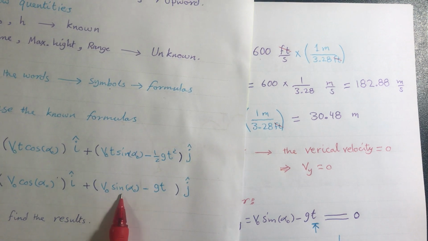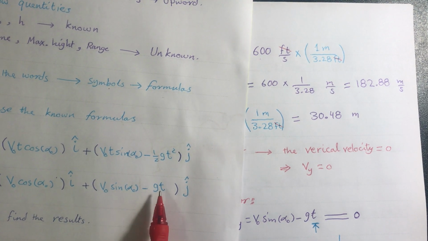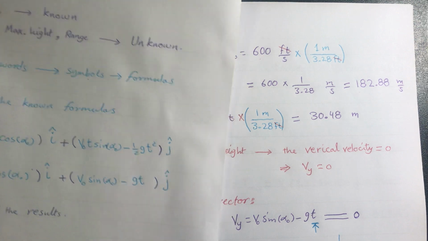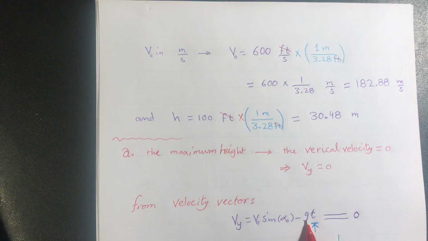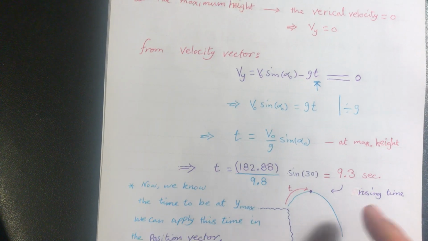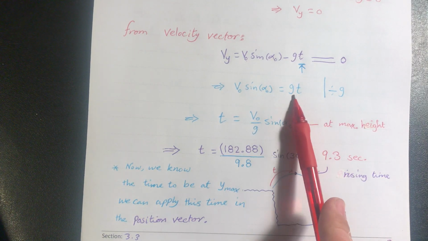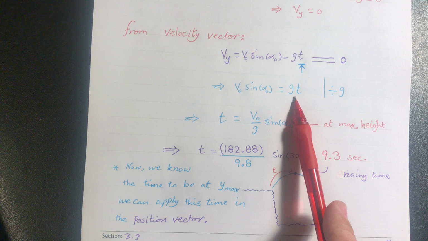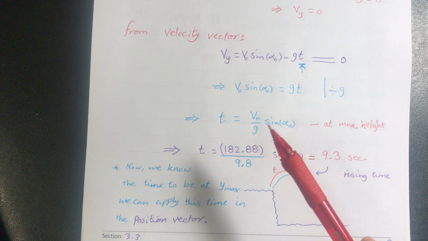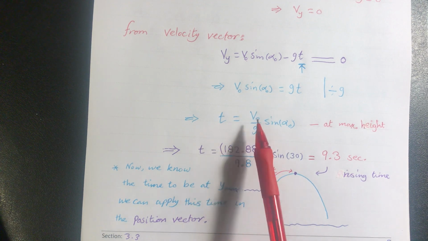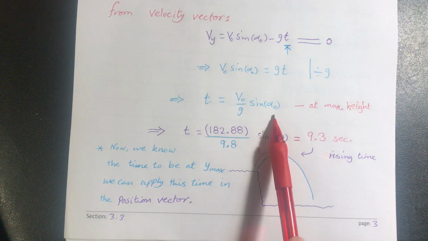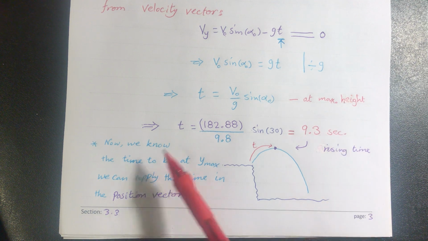This is Vy: V naught sine alpha minus gt is equal to 0. V naught is known. Alpha is known. g is known. I have unknown t. Then I can find t at the highest point. I just need to reorder the formula. Then t will be equal to V naught over g sine alpha. This is at maximum height.